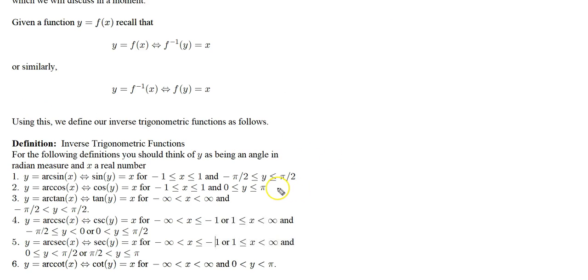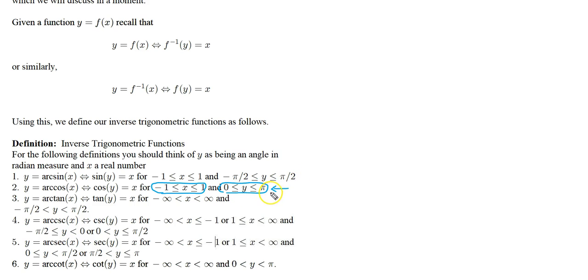And continuing down our list here, we have the definition for the arc cosine. So we say y equals the arc cosine of x, if and only if the cosine of y is equal to x. And you'll notice that the domain for the arc cosine function is the same as the domain for the arc sine, negative 1 to 1. But the range of the arc cosine function is a little different. The range is from 0 to pi instead of negative pi over 2 to positive pi over 2.